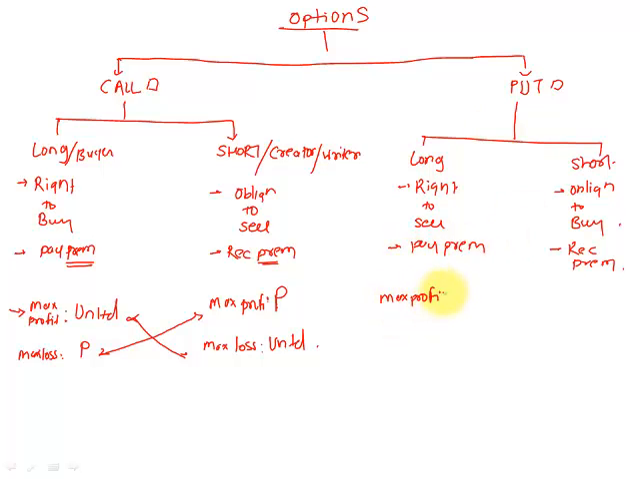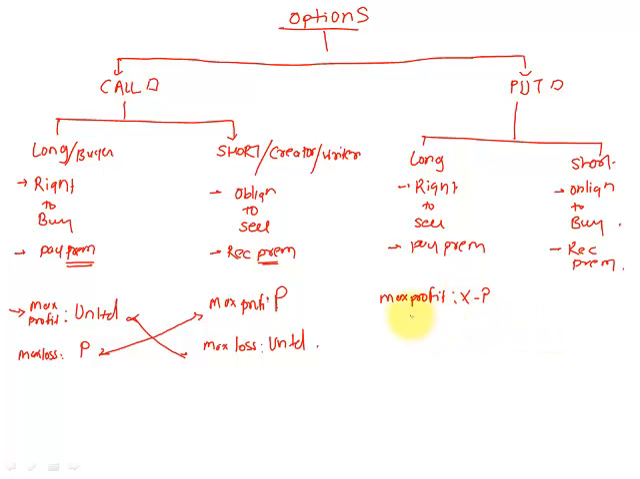The maximum profit here is unlimited. It would be x minus p, because you profit when the prices decrease, and they cannot decrease to infinity because there is a lower bound of 0. We cannot have negative prices. So you have a right to sell at 100, the price became 0, the asset which is worth 0 you sold for 100, but you paid a premium of 10, so net profit 90.